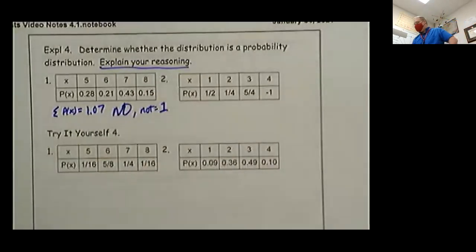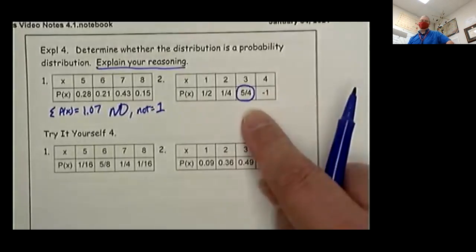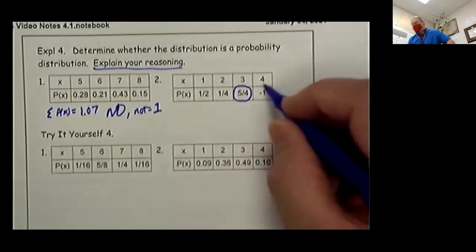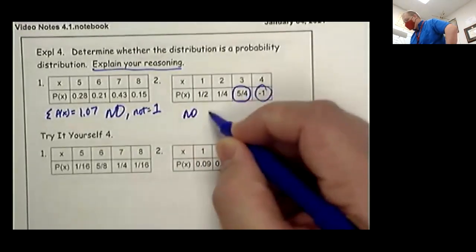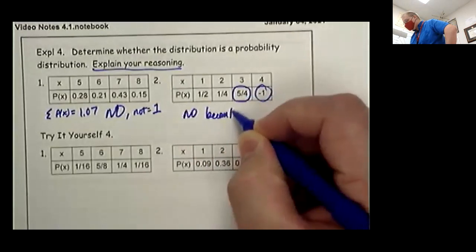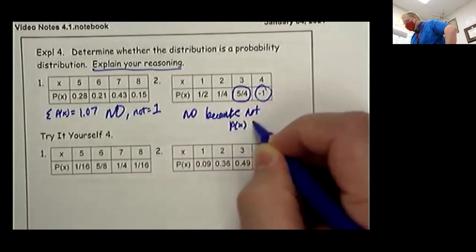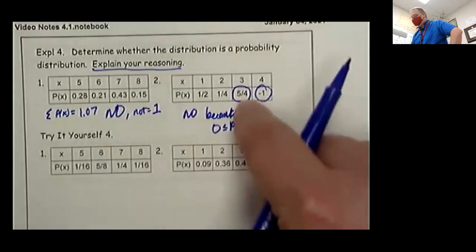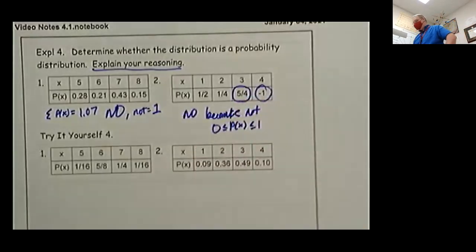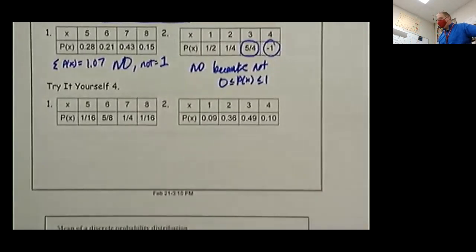Number 2, we have 1/2, 1/4. What do you notice about 5/4? Well, 5/4 is bigger than 1. -1 is smaller than 0. So this is no, because it's not P of X less than or equal to 1, greater than or equal to 0. -1 is smaller, 5/4 is bigger than 1, so that is not a probability distribution. Go ahead and pause the video and try it yourself 4. See if you can identify a probability distribution.